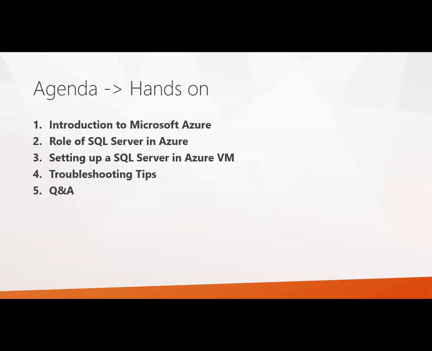Now the third part is setting up a SQL Server instance in an Azure VM. We'll be going through all the parameters that are needed to set up a SQL Server, and we'll use an application to connect to that particular SQL Server, and we will see a scenario of where we get stuck and how we resolve it. Any questions? All good? Cool.